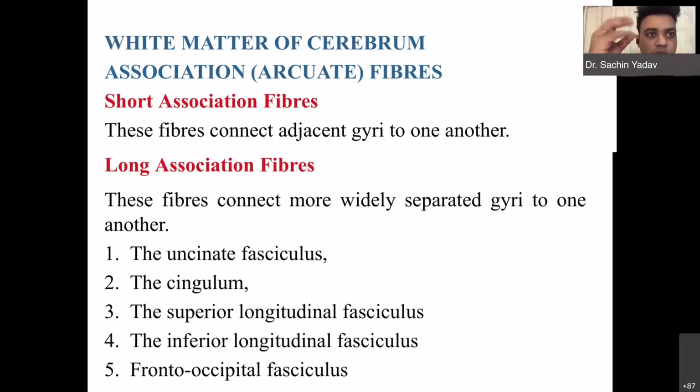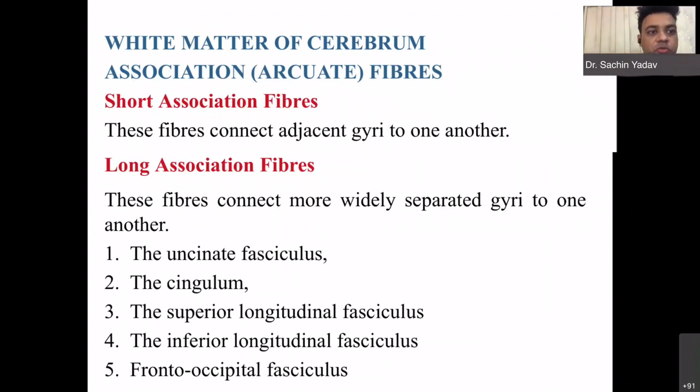Okay, it means association between the different regions of the same, single cerebral hemisphere. And they are again, depending on the size, divided into short and long association fibers. Short association fibers connect adjacent gyri to one another, which means they are immediate neighbors. And the long association fibers connect gyri which are separated from each other by intervening other gyri.